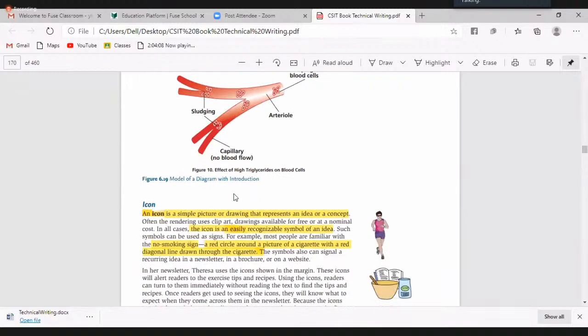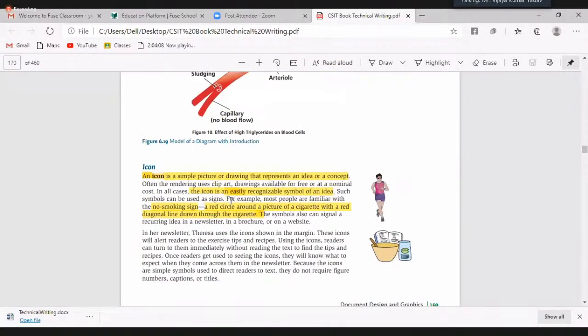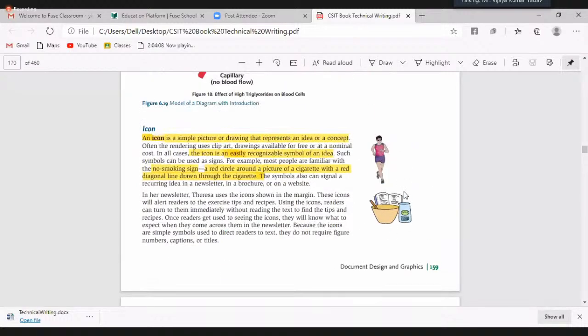Okay, then there is the icon. What happens in an icon? An icon is a simple picture or drawing that stands for an idea or a concept. So an icon is a simple picture, a simple drawing, and it stands for an idea, a concept, isn't it? So here you can see the example. See the example here. What does it indicate?